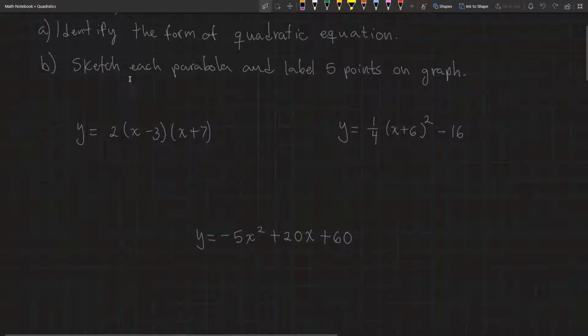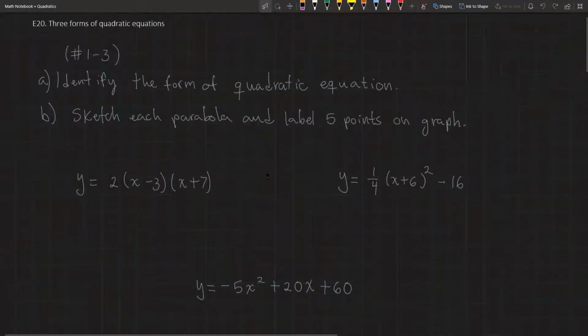All right, so let's apply that. Take some time now. See if you can identify not only the form of each of these three quadratic equations, but label their 5 points on each graph. If you want to pause it and take about 15-20 minutes, that's probably how long it should take you to do all that. Go ahead and do that. If not, check with me now if you just want to see how I do it as well.